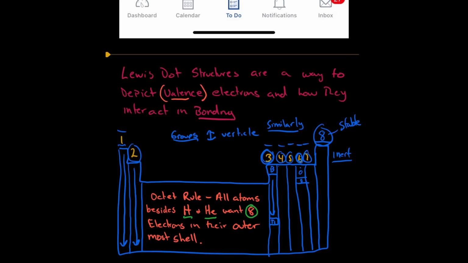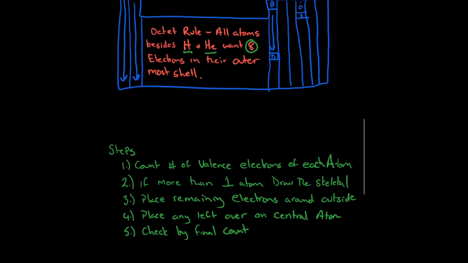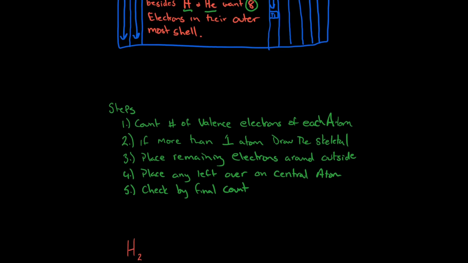Okay, so summary so far. We're doing Lewis dot structures. We're talking about valence electrons, which are those electrons in the outermost shell, and how Lewis dot structures show how those valence electrons interact in bonding. You find out your number of valence electrons by looking at the group, the vertical columns, and you're trying to fill out the octet rule, meaning all atoms besides hydrogen and helium want 8 electrons in their outer shell, their valence shell. So let's talk about the steps of drawing Lewis dot structures.